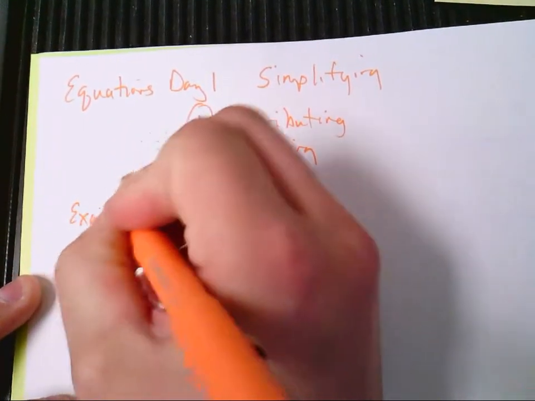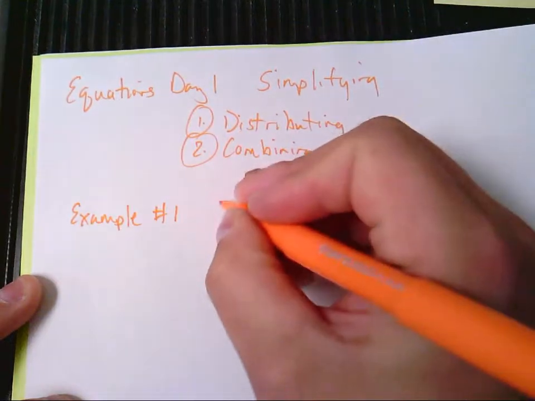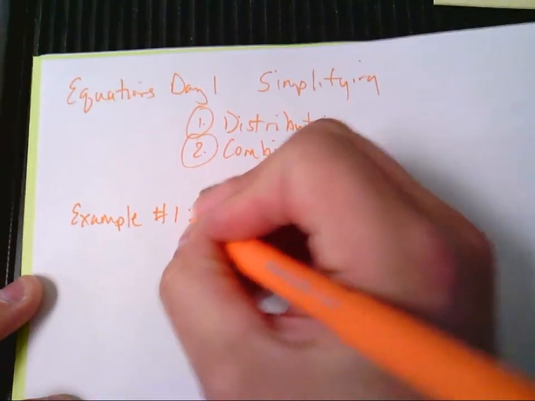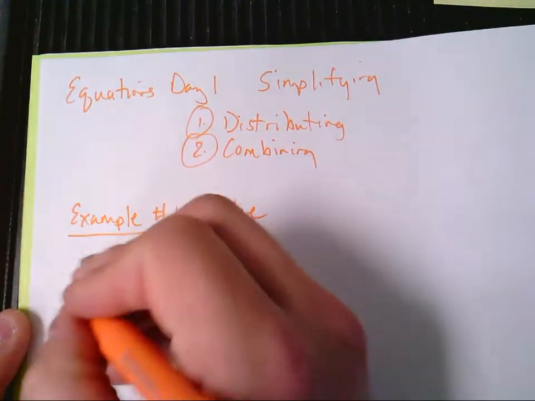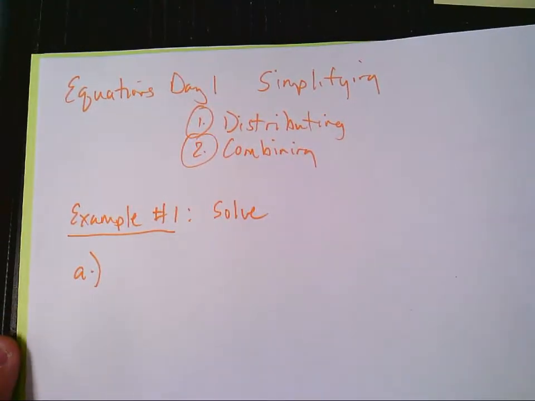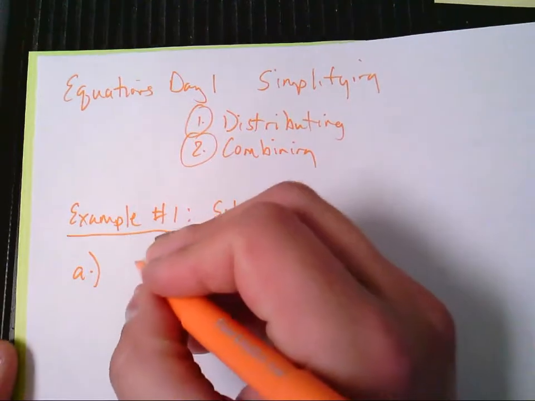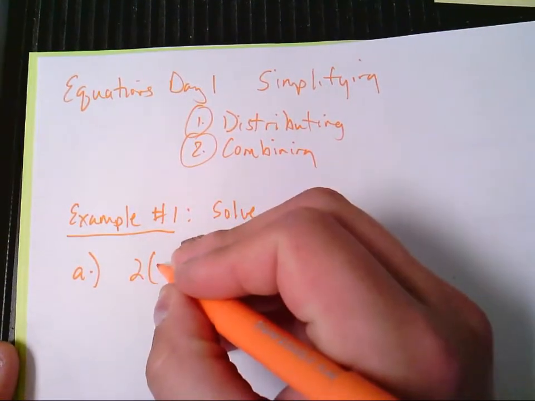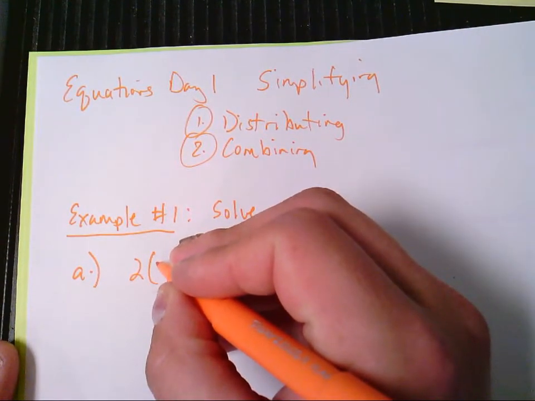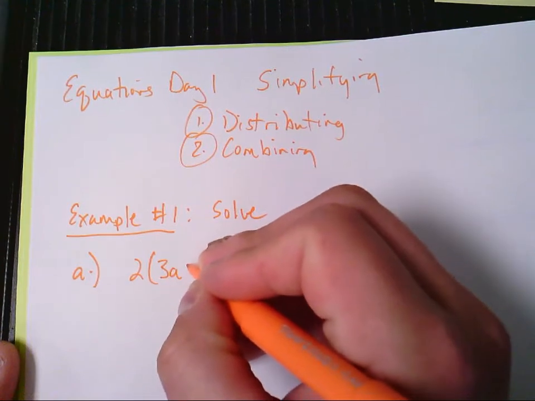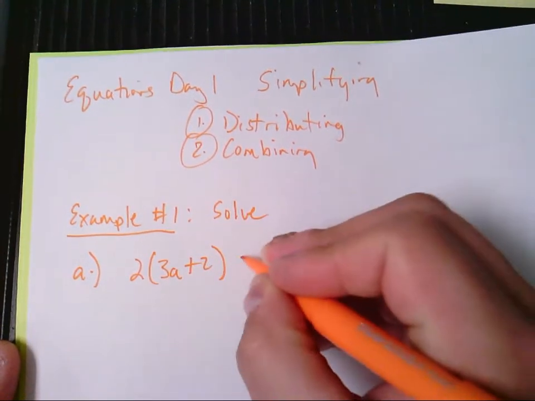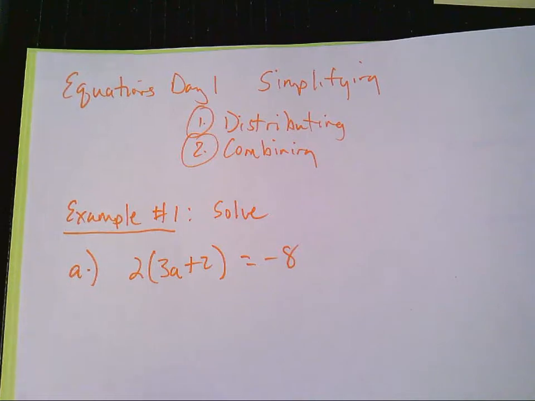So example number 1. And I'm going to use the word solve. This is just pretty much straight algebra. So I'm going to model a couple of examples here. So first one I'll do is going to be a fairly basic one where we don't have to worry about signs. So we're going to write this down. 2 times 3a plus 2 equals negative 8. I will throw a negative in at the other side.